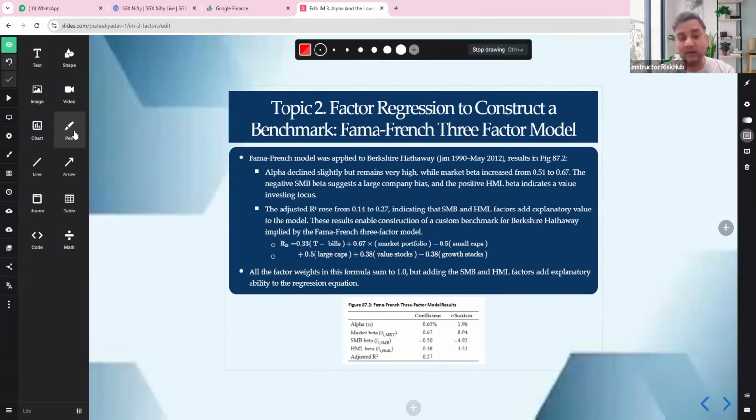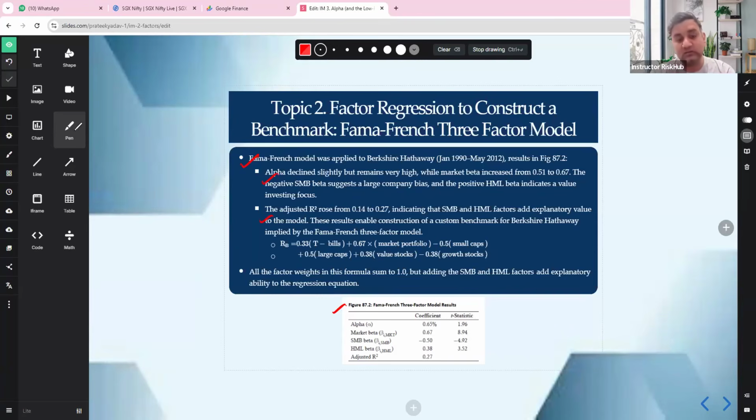We are going into the example now. This is where things change a little bit. So what changed versus CAPM here? The Fama French model was applied to Berkshire Hathaway, January 1990 to May 2012. Data is given below. Alpha slightly decreased. Beta increased from 0.51 to 0.67. SMB, small minus big, beta negative: large cap bias. HML, beta positive: value investing. The key learning here was very clearly that adding factors reduces your fake alpha and improves your model accuracy.